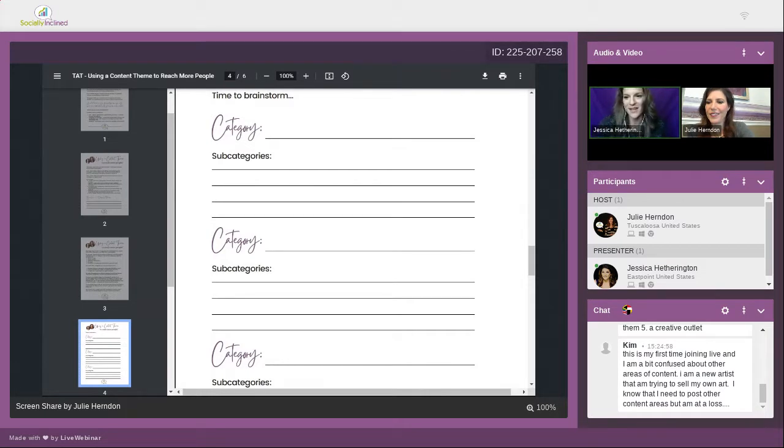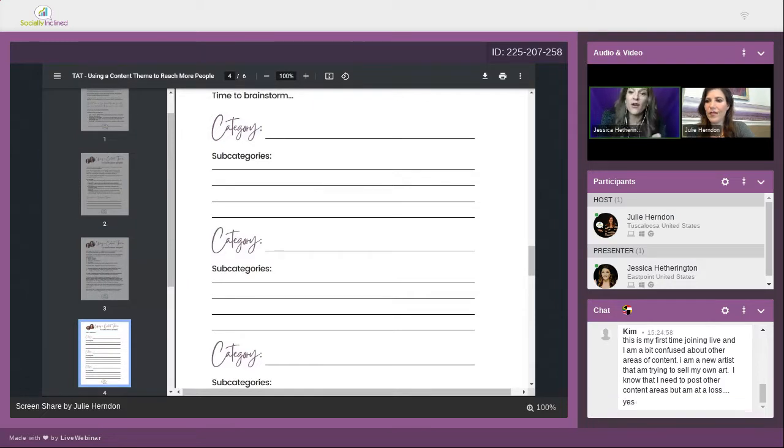For sure. So she is a new artist and she's trying to sell her own art. Now that's great because you will obviously, I assume, be capturing photos of your art and putting it out there for people to see. And there you go, there's one of your contents, your own art. And then your other one, of course, would be something motivational and inspirational.